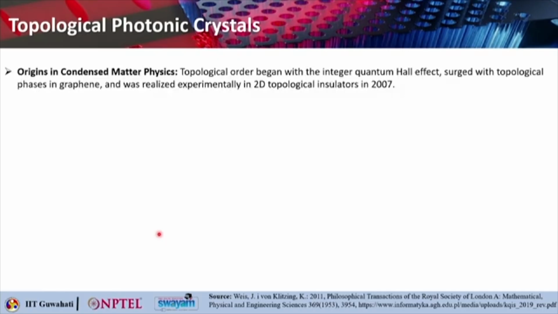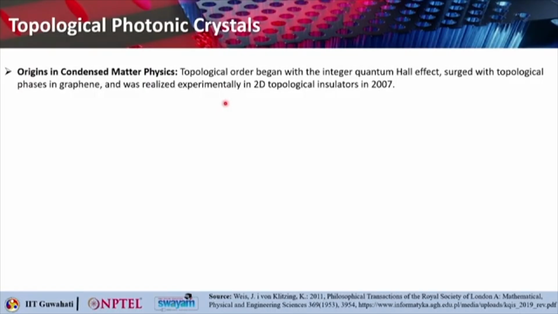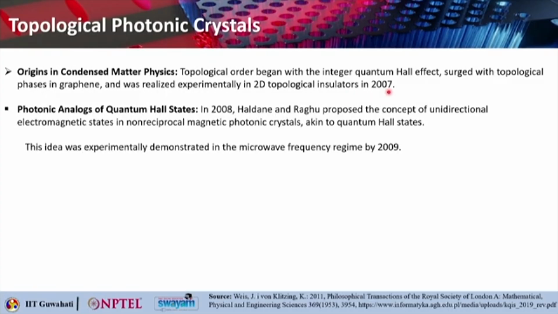So we learned a new term here: topological insulator, topological photonic crystals. Now, they all originated in condensed matter physics a long time back. The topological order began with the integer quantum Hall effect, which surged with topological phases in graphene, and finally they were experimentally realized in 2D topological insulators in 2007. So it is not very old as you could possibly think. The photonic crystal concept is very old, but not topological photonic crystals. They are a very new and hot topic of research.